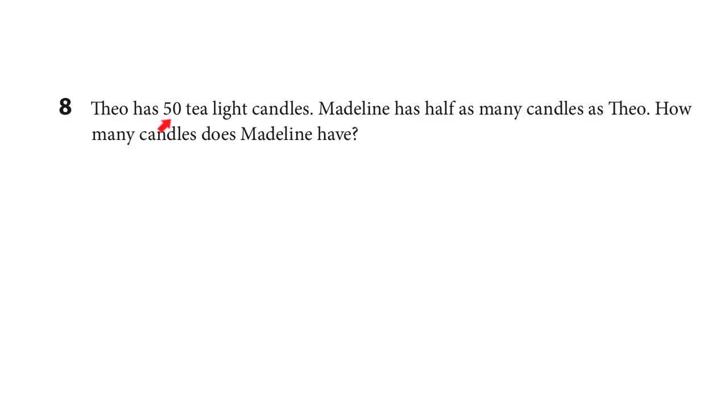Theo has 50 tea light candles. Madeline has half as many candles as Theo. How many candles does Madeline have? Well, since Madeline doesn't have times as many, like more, we have half as many. That's fewer tea light candles. Well, it looks like we're going to be dividing. And whenever you see the word half, you know that you're dividing by 2. So I could take the 50 tea lights and divide it by 2 to get my answer.